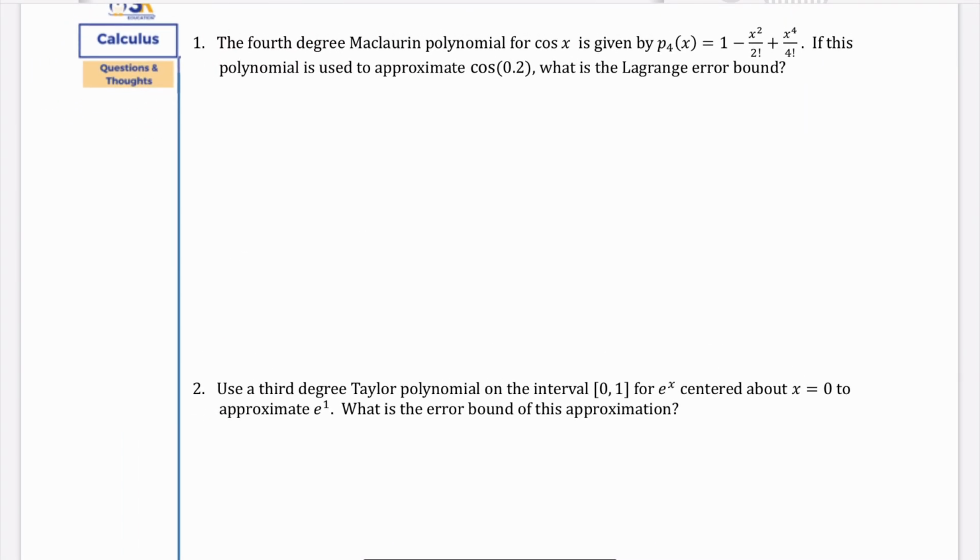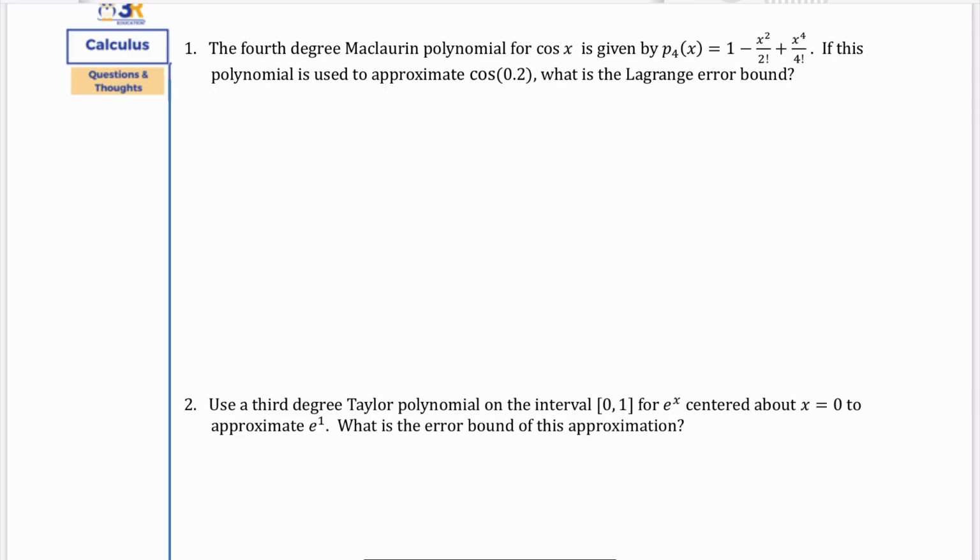All right, so this may be a little confusing to read, but basically they're giving you all the information to distill it down to the really super important pieces for the error bound, and I'm going to do that for you too. So let's go ahead and write down what we would need for this. This is the 4th degree Maclaurin. That tells us that c is equal to 0. It wants us to approximate the cosine of 0.2. So that means that x is equal to 0.2.